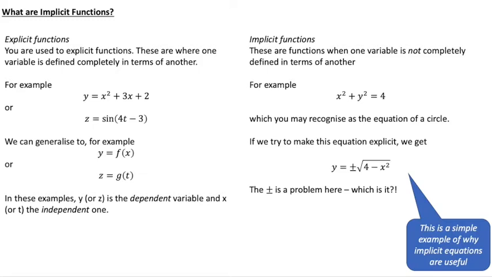So this is a good example, or a simple example, of why implicit equations are useful, because we want to be able to define a circle, and x squared plus y squared equals 4, for example, does that, whereas if we were going to use the explicit, we'd have to have two parts. We'd have to say y is the square root of 4 minus x squared, and y is minus the square root of 4 minus x squared, which is messy at best.